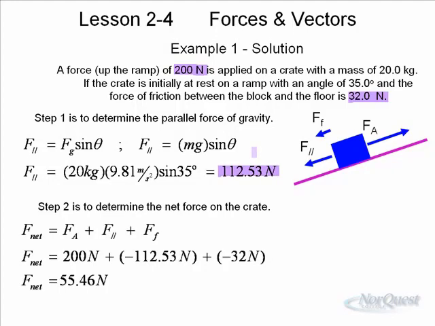Net force is applied plus parallel plus friction, positive 200, because the 200 is up the ramp. And then you add the two negative forces, the negative force of the parallel component of gravity and the negative frictional force, giving you a net force of 55.46 newtons. All right, and so that is your net force. So we've answered the first part of the question.